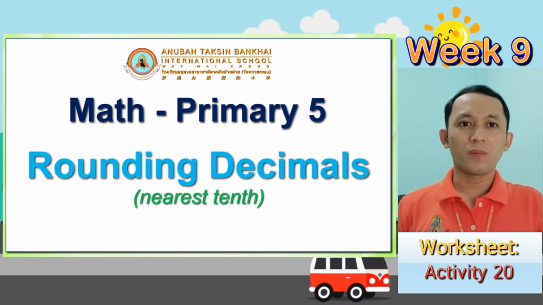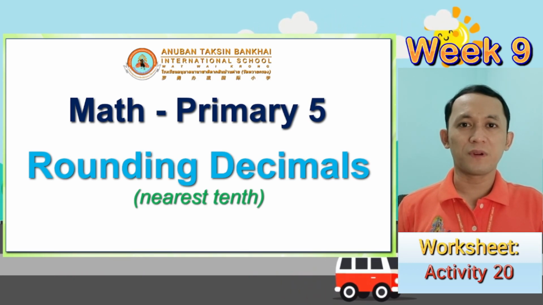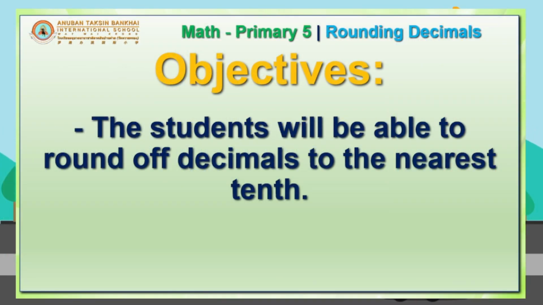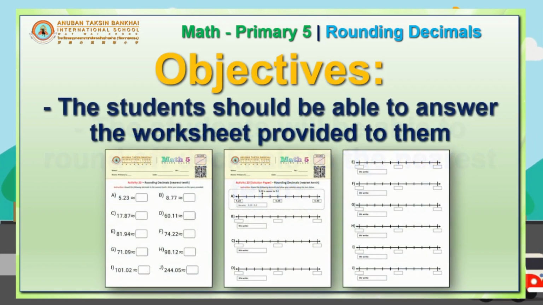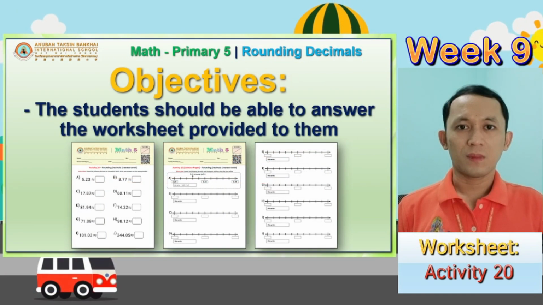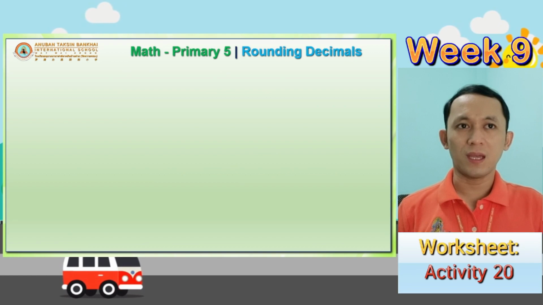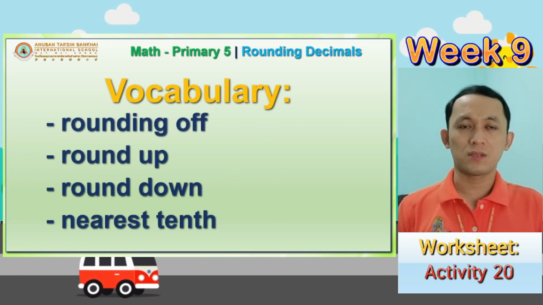Before we continue, let's have first our objectives, and that is for you to be able to round off decimals to the nearest tenth. At the end of this discussion, of course, you have to answer activity number 20. Now let's have first our vocabulary for today. We have the following words.